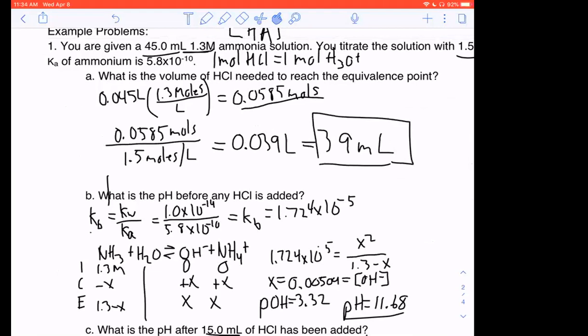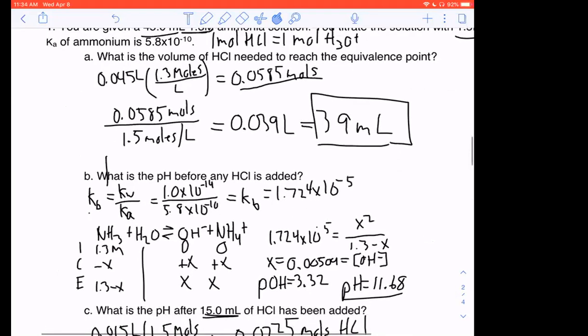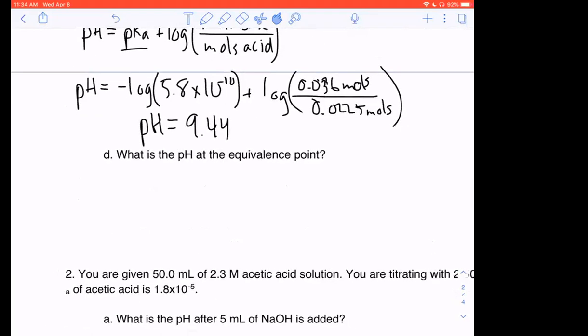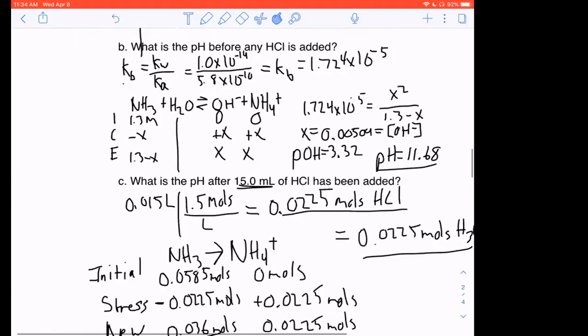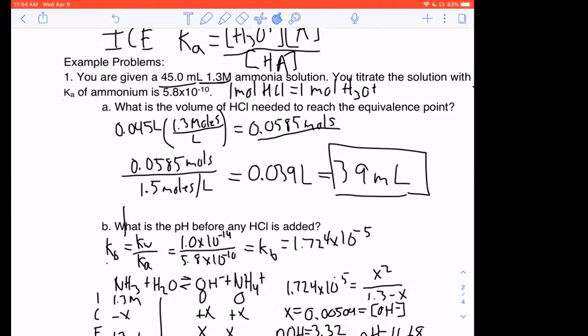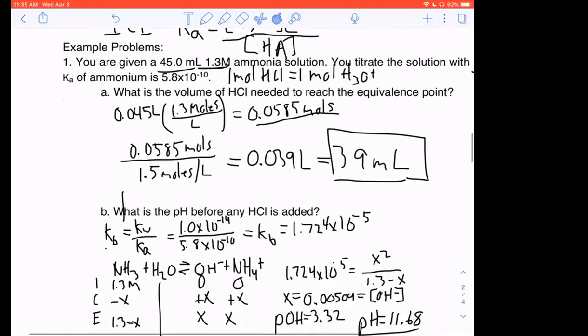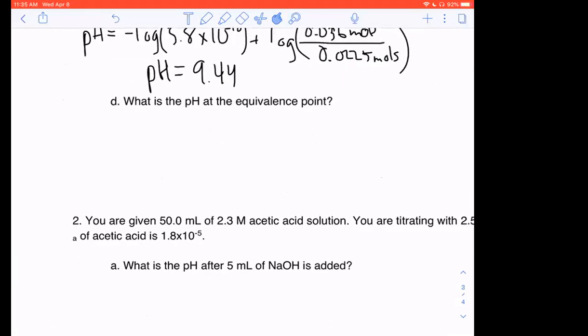And so we know what the new volume is going to be. We also actually then know what the number of moles of HCl is going to be too. Because remember, in this calculation, we made it so the number of moles of HCl equals the number of moles of ammonia. So 0.0585 moles will equal the number of moles of HCl, as well as the number of moles of the ammonia at the equivalence point at least. So I'm just going to write that this equals 39 milliliters added.